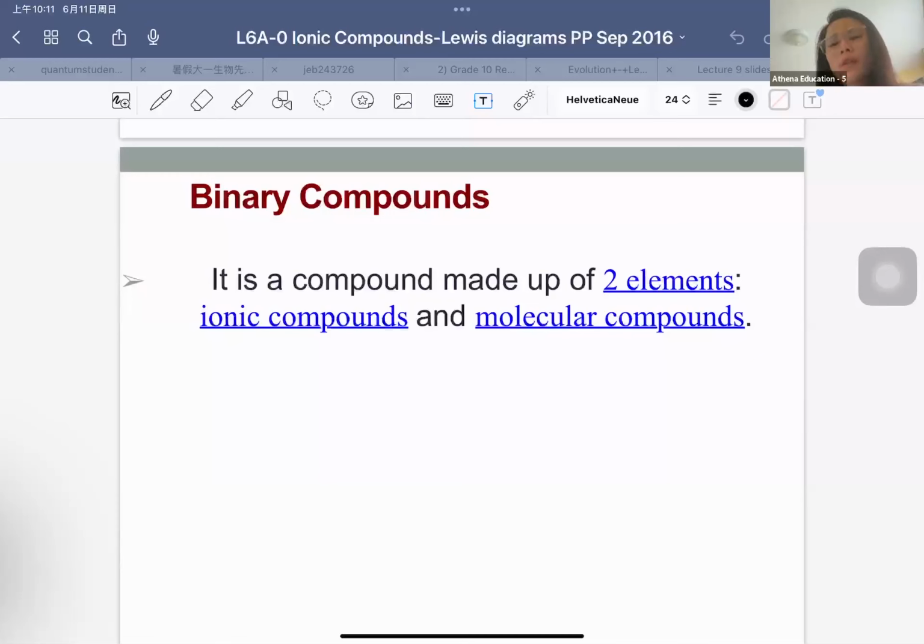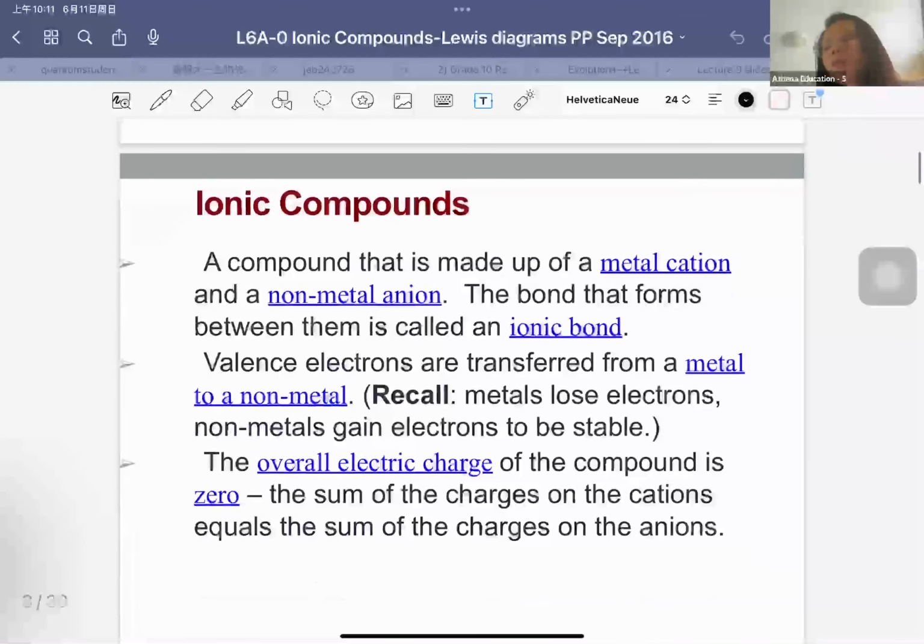So the definition of binary compounds is that bi is the number prefix for two. So binary compounds means that if you have a compound, it's made up of two elements. There are two kinds of binary compounds: ionic compounds and molecular compounds. And today we'll be focusing on ionic compounds. So ionic compounds are compounds that are made up of a metal cation and a non-metal anion.